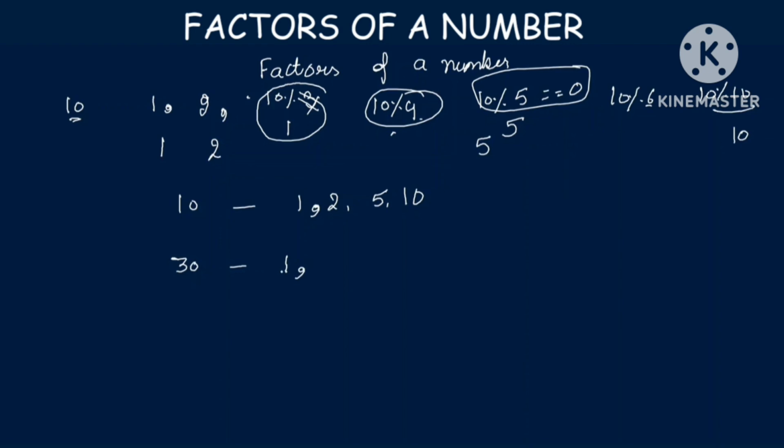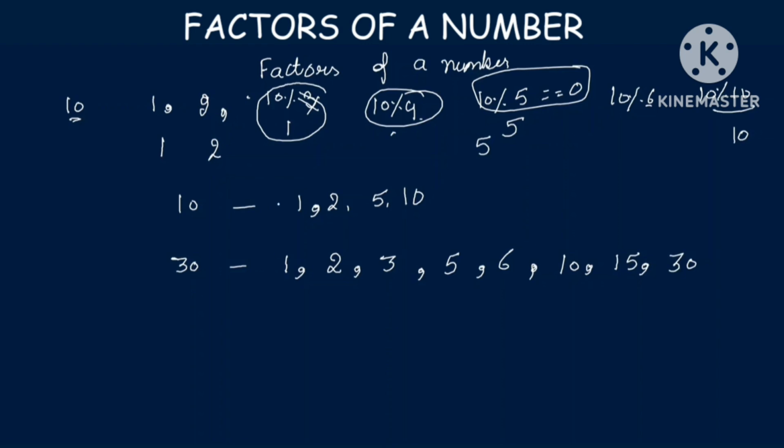Similarly, let us take another example, 30. So 30 is divisible by 1, 2, 3. It is not divisible by 4 because 30 % 4 gives remainder 2. 30 % 5 is 0. 30 % 6, remainder 0. 30 % 10, remainder 0. 30 % 15, remainder 0, and the number itself. So 30 is also a factor of 30.